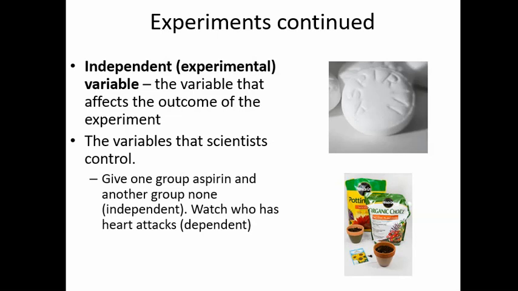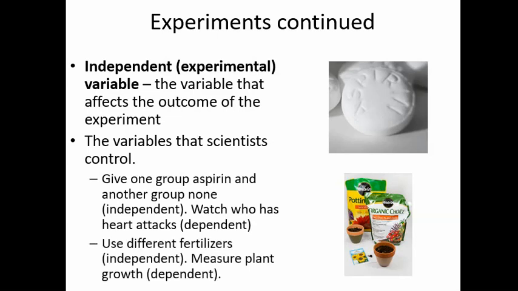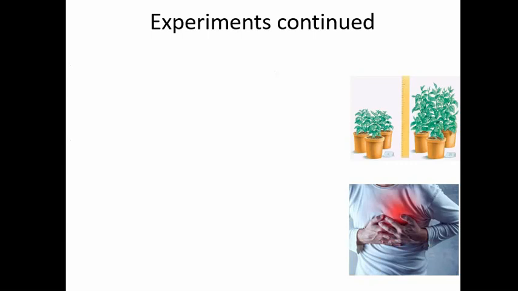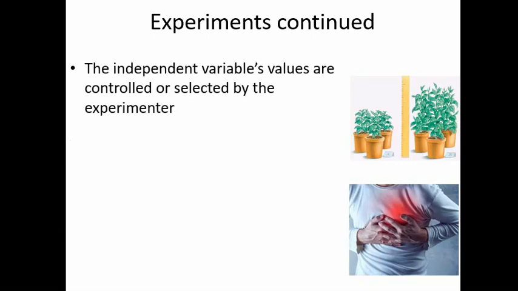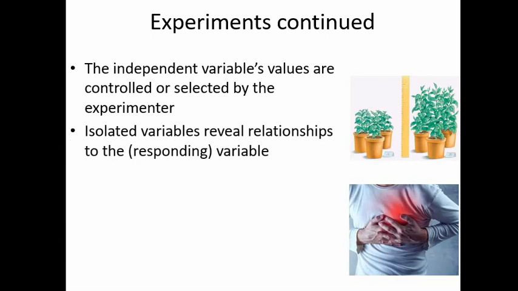Or you could use different fertilizers, an independent variable, to measure plant growth, a dependent variable. The scientists can't directly control the plants growing larger. What they can control is which kind of fertilizers are used. So the independent variable is the thing that the scientists control. Then the independent variable's values are controlled or selected by the experimenter, as I said. This way, it helps reveal relationships to the responding or dependent variable.